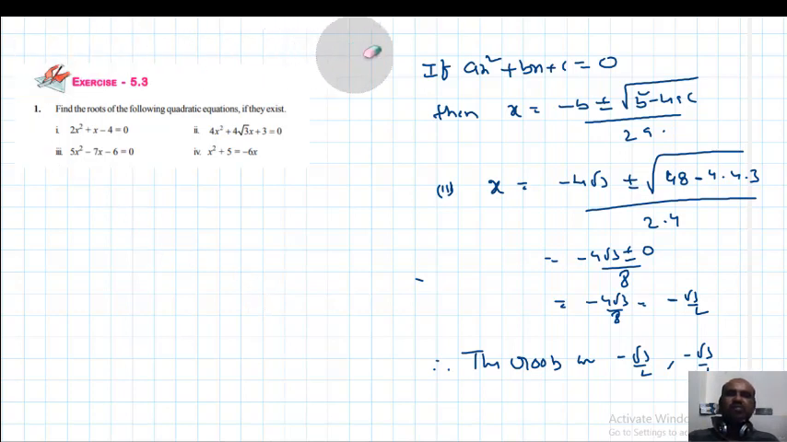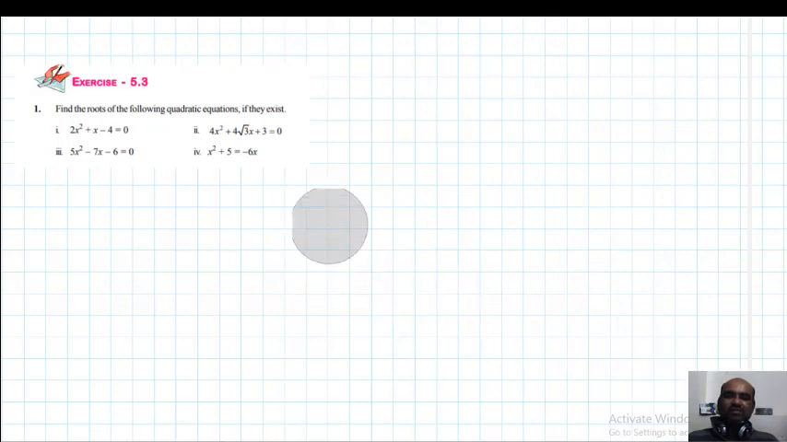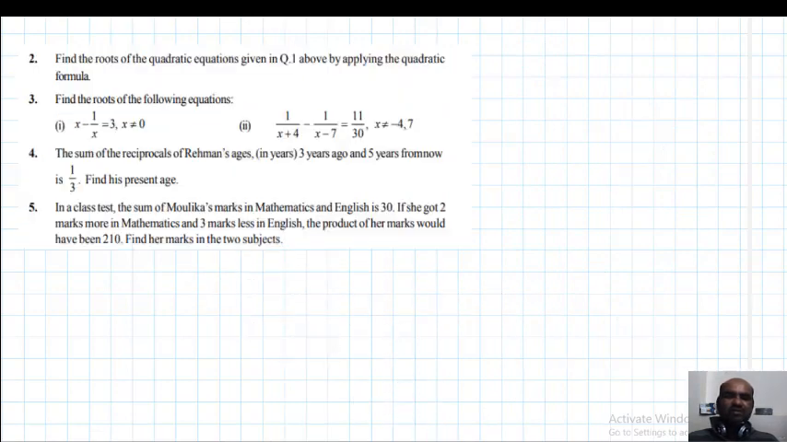The remaining problems you people can do now. That is not a big problem, just using the formula you can solve. Next, find the roots of the quadratic equation in question number 1 by applying the quadratic formula. Just what I did, that one only. Find the roots of the following equation. Just cross multiply and simplify, you will get the roots. Here also, cross multiplication and simplification only. That is not a big problem.